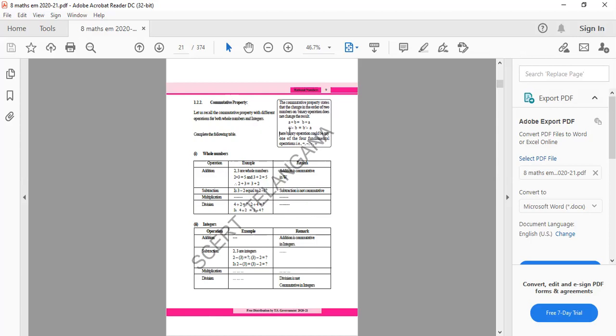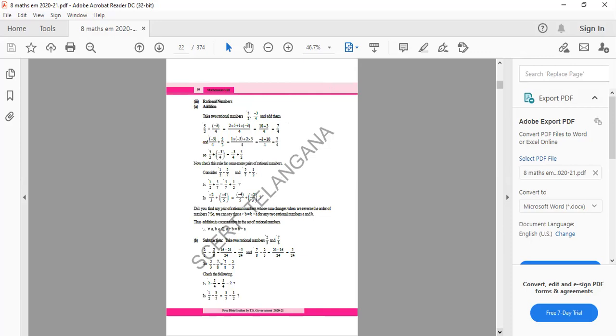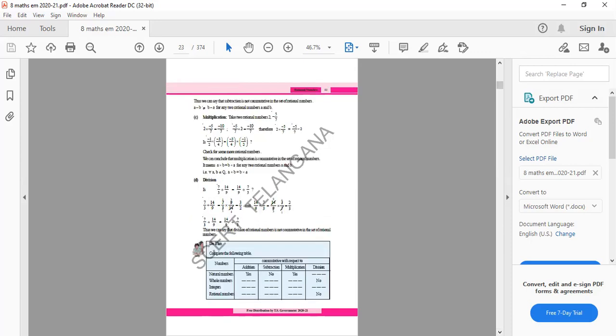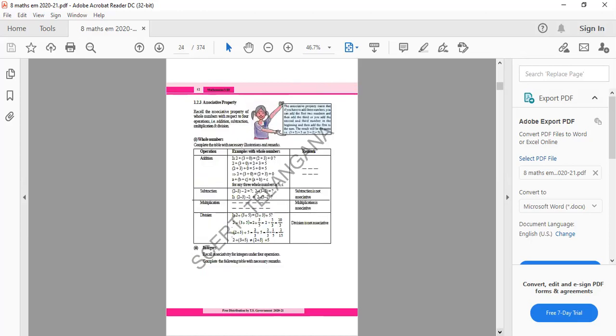Commutative property means A plus B is equal to B plus A, and A into B, something they are testing. So we need to concentrate on how they are testing it. So rational numbers, they are taking it as addition, how this will be. Subtraction, multiplication and integers, they are testing it. We need to fill the table. Next, now commutative property is over.